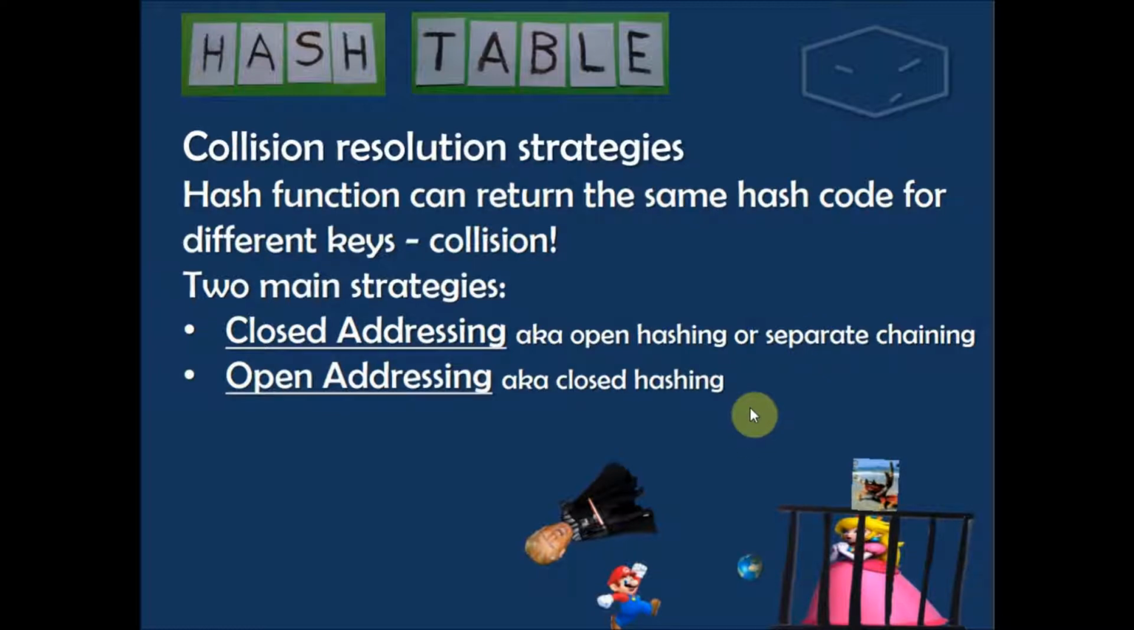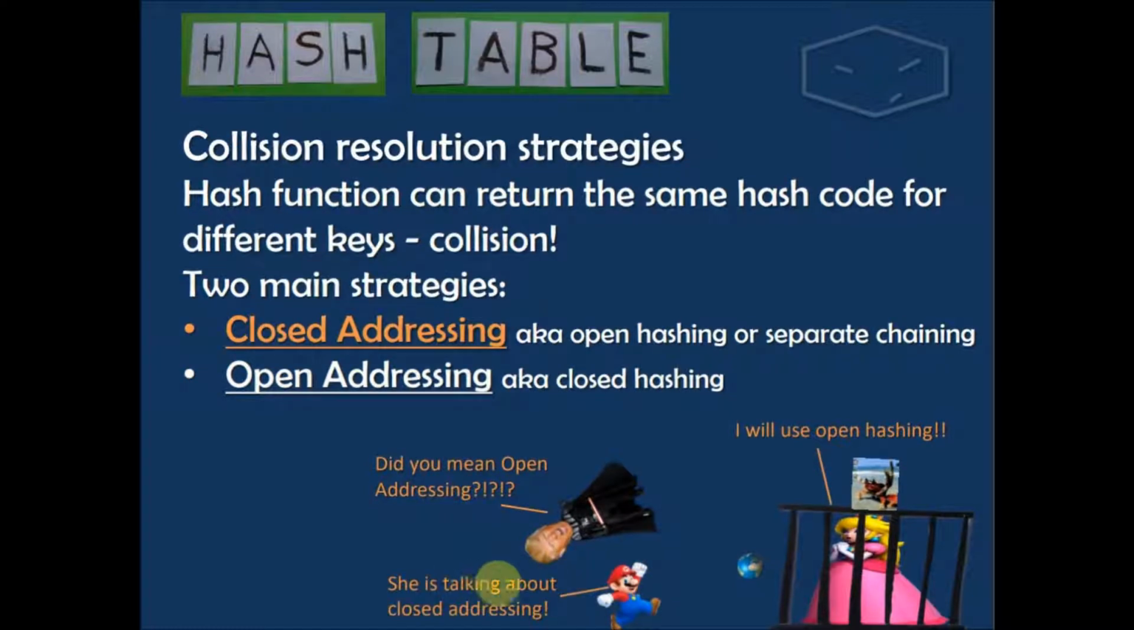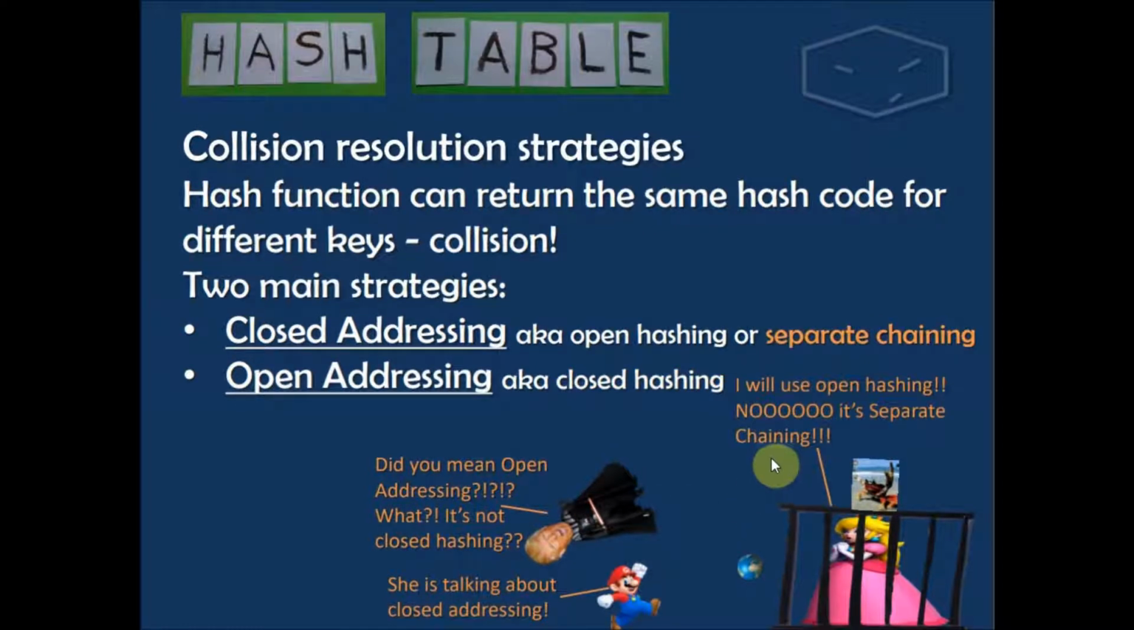So you can imagine things like this. The princess says, I will use open hashing. Then Donald Trump says, did you mean open addressing? And Mario says, she is talking about closed addressing. Trump says, what? It's not closed hashing, and the princess finally says, no, it's separate chaining. As you saw, communication can become difficult between people too.